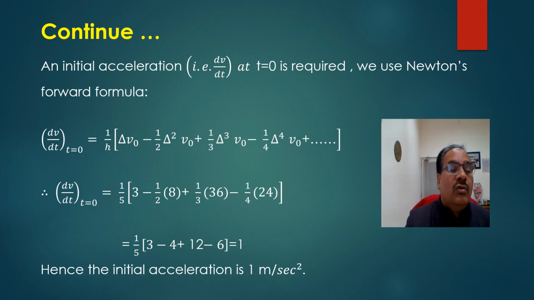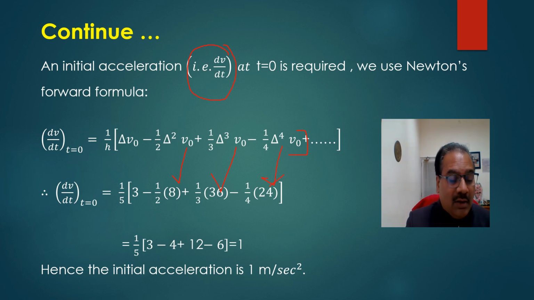So in this way, you can continue. The initial acceleration, that is dv by dt at t is equal to 0, is required. We use the Newton forward formula, and dv by dt at t is equal to 0 is given by your formula. So you can develop here the formula for this particular problem: 1 by h [del v naught minus 1 by 2 del square v naught plus 1 by 3 del cube v naught minus 1 by 4 del power 4 v naught]. You can just restrict yourself here because this formula has terms up to the fourth order. So now put all the values from the previous table and calculate.